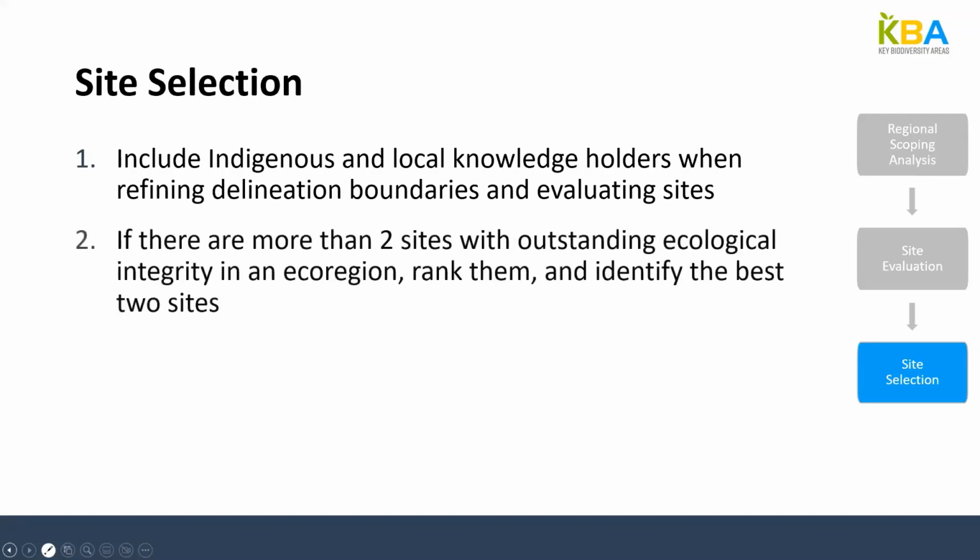And if there are more than 2 sites with outstanding ecological integrity in the ecoregion, then there is an extra step. So you will need to rank the sites based on the information that you were able to collect, and then identify the 2 best sites, and potentially propose the 2 best sites.